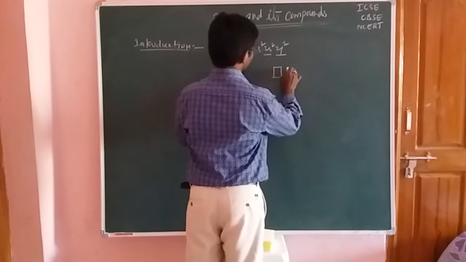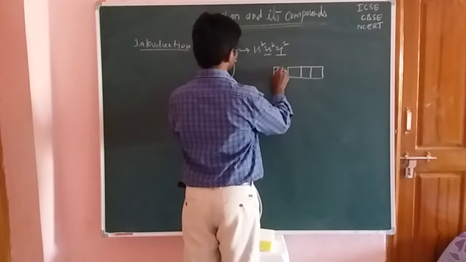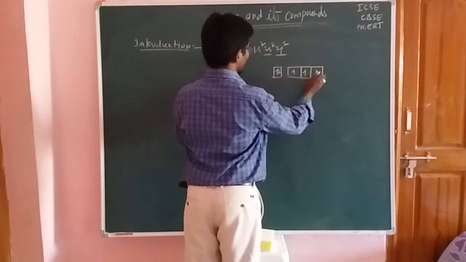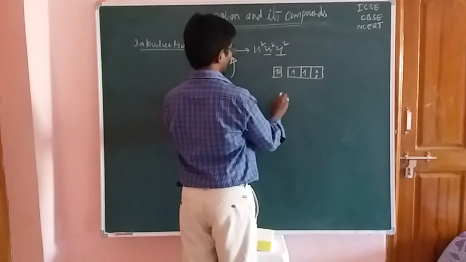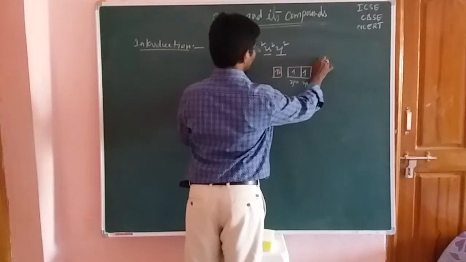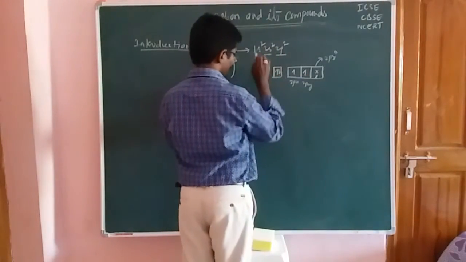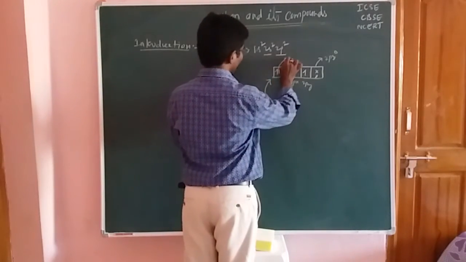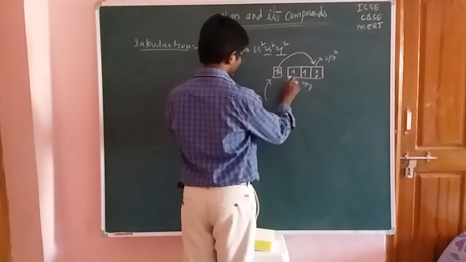So this is the ground state electronic configuration. Here it has 2 electrons, here 1 electron, and the last one is the empty orbital: 2px has 1 electron, 2py has 1 electron, and 2pz has 0 electrons. The s orbital has 2 electrons. When we supply some amount of energy, 1 electron is promoted into the 2pz orbital.